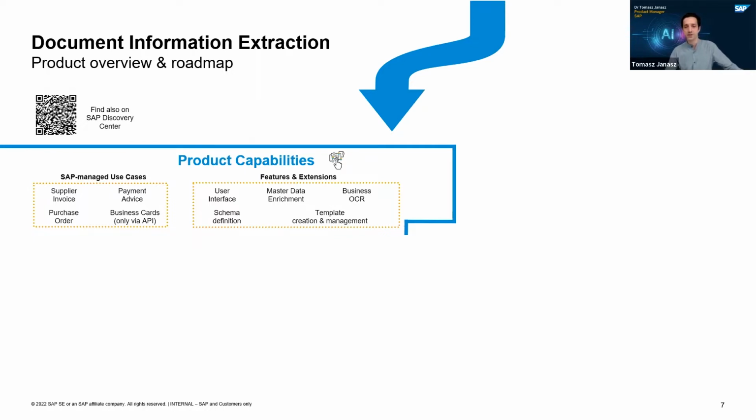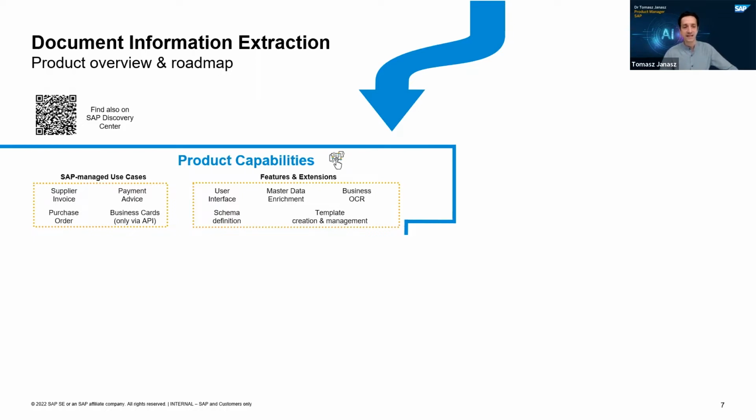When it comes to the features and extensions, we also provide as part of the product the user interface application. You will see that later in the workshop. Master data enrichment capabilities, where you can match the extracted data with, for example, business entities or with employee data from your master data records. What we also provide as part of the service is business OCR, which is the plain OCR engine, which extracts information from unstructured documents. And this is at the heart of the service. You can also take advantage of the OCR only engine.